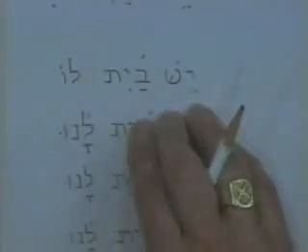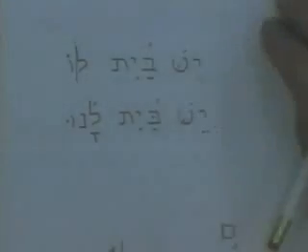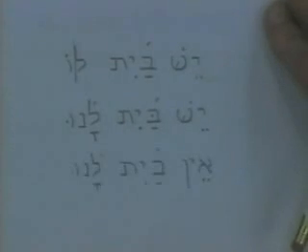Now, how do we go ahead and use this with other pronouns? Well, duh, yesh bayith lo. Translate? Yesh bayith lo. There is a house to him. There is a house belonging to him. Put that in English idiom, and what would you say? He has a house. Got it? Yesh bayith lanu. There is a house belonging to us. Or, we have a house.